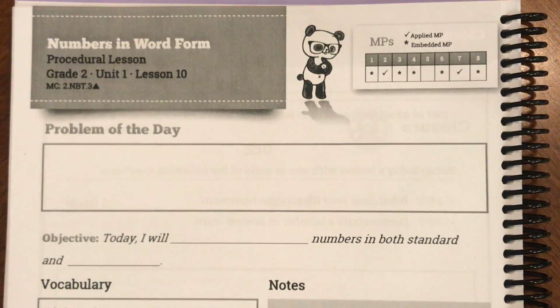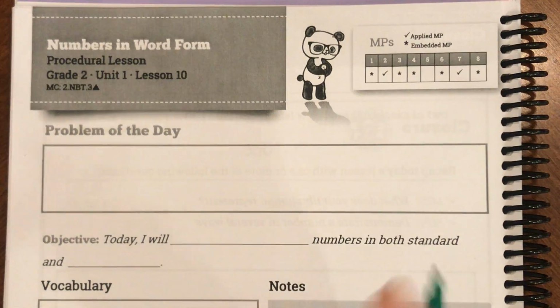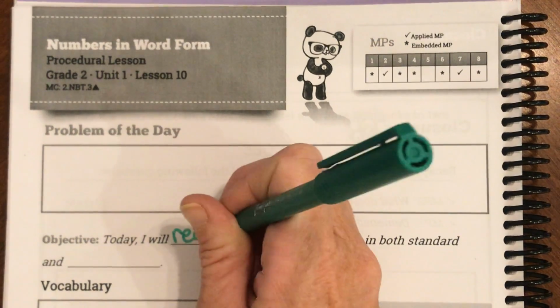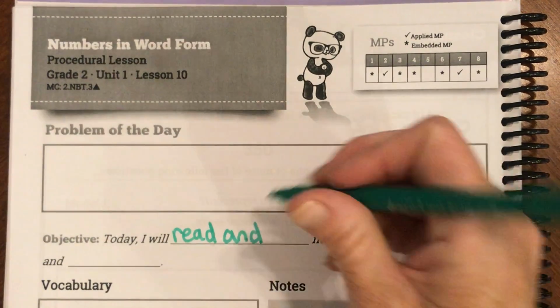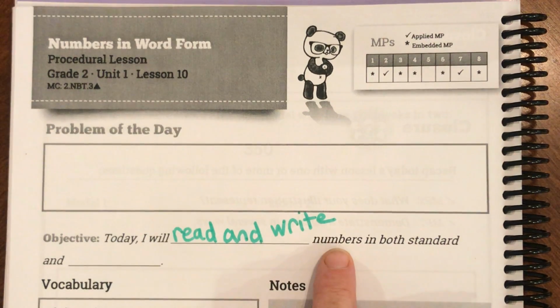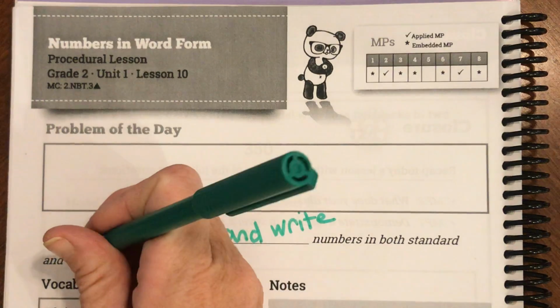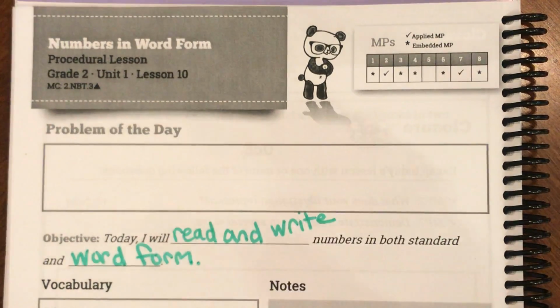Today we're on page 47 of your student journal. And our objective or goal for the day is: today I will read and write. They didn't give us a lot of room, so if you need to go up, you may. Read and write numbers in both standard and word form. So we've been working on expanded form, standard form, and word form.